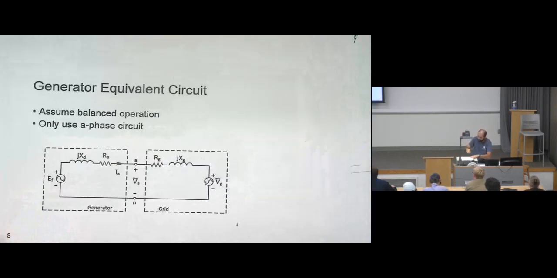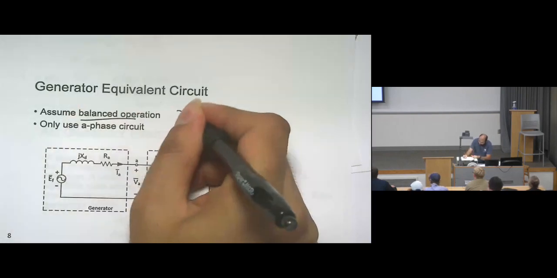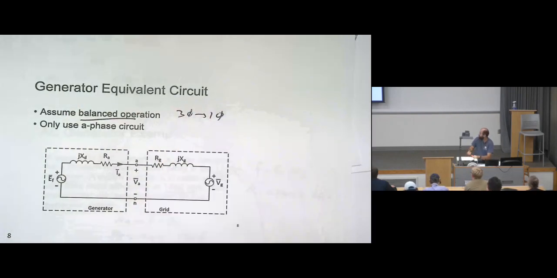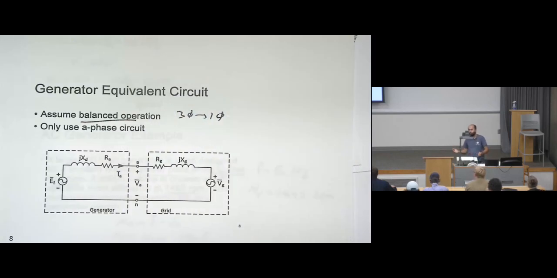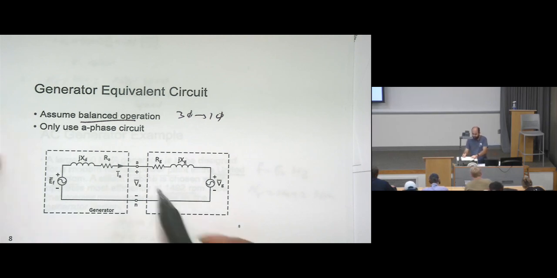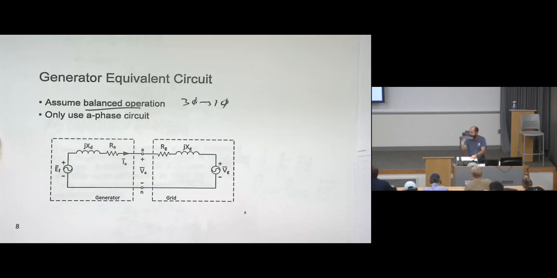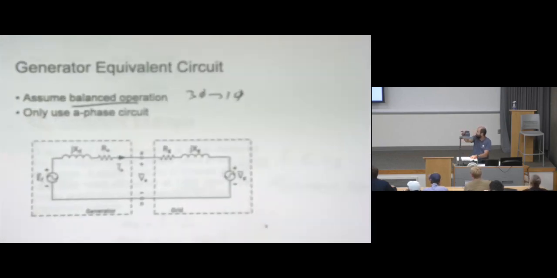Assume we are at balanced operation. Then we can convert 3-phase to single phase. That's why we learned the 3-phase system before: at a balanced system we can convert 3-phase to single phase. It can be applicable for any 3-phase system. So this is the equivalent circuit of the motor that's connected to the grid.